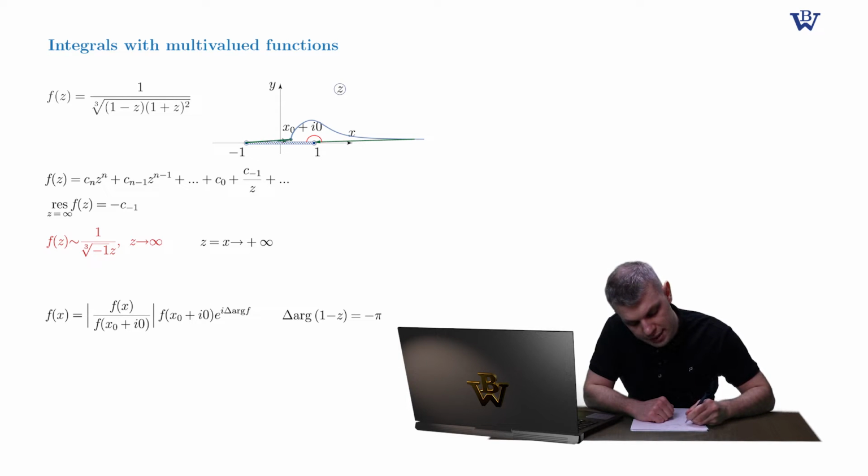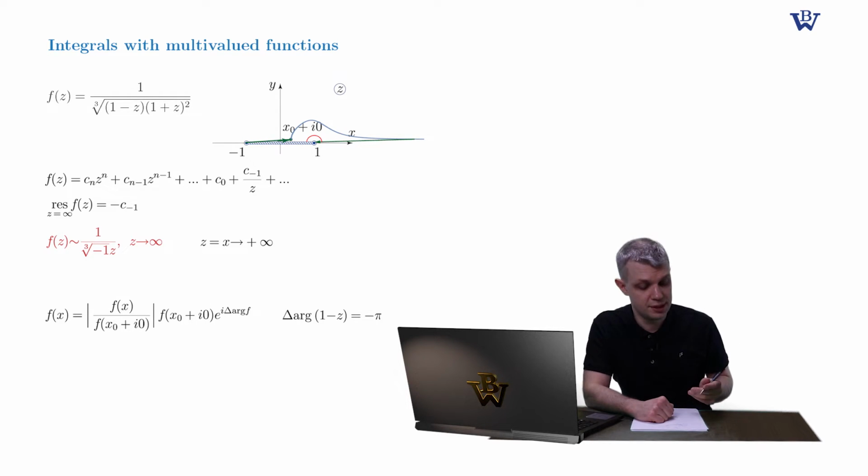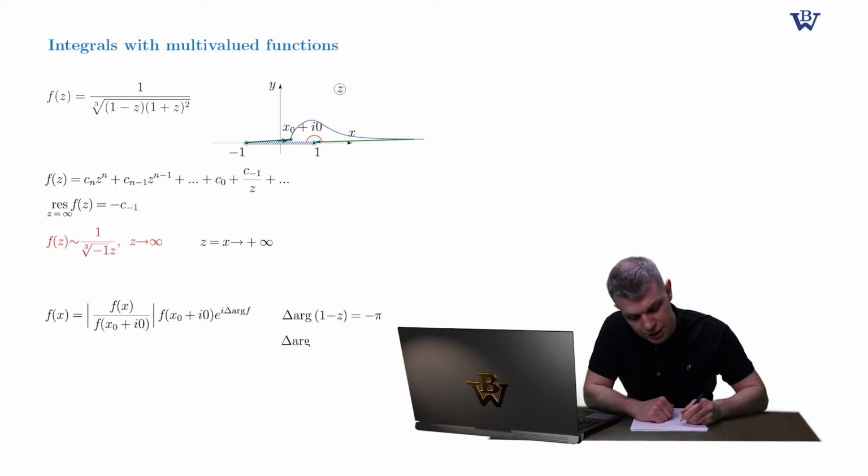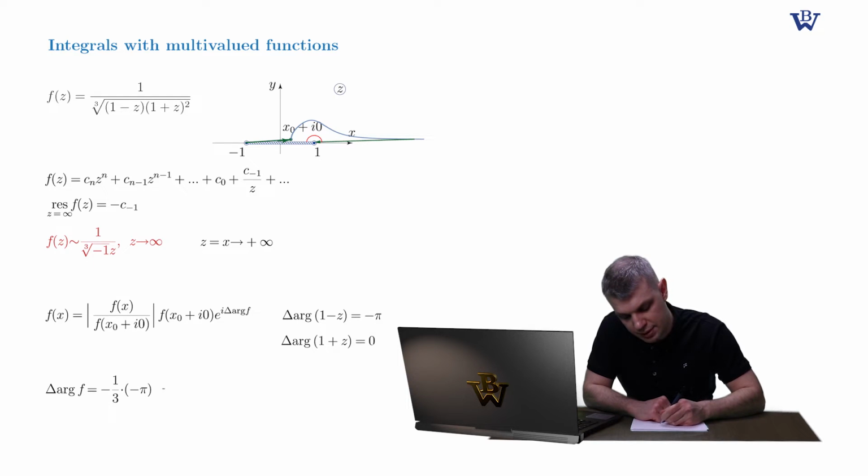The arrow 1 plus z obviously doesn't rotate at all, and the corresponding change of the argument is 0. So the total change of the argument of our function is simply negative 1/3 times negative pi. So it's pi by 3.